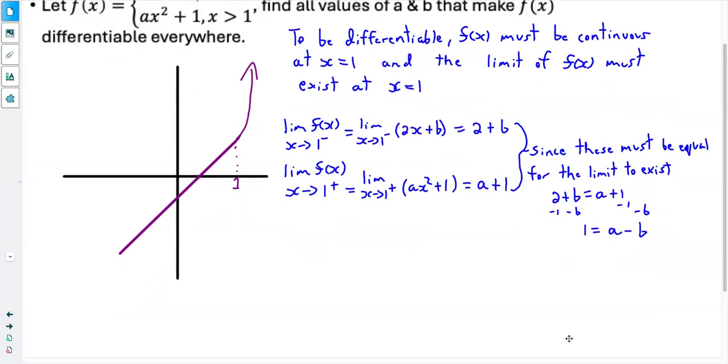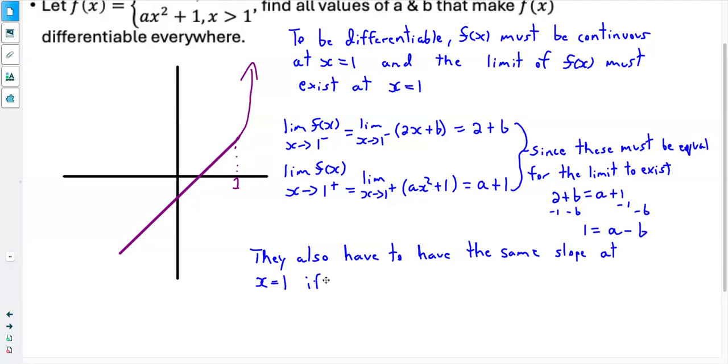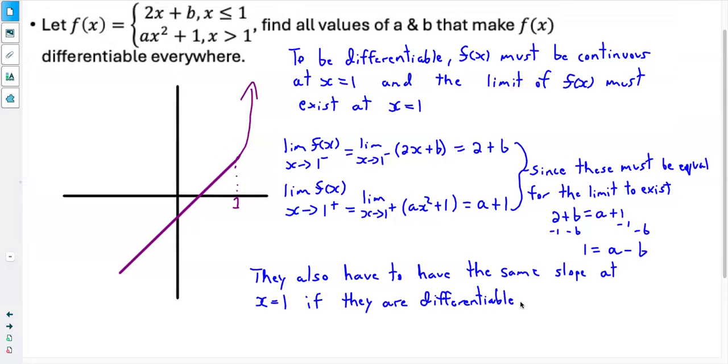So what we're going to do next is look at our slopes. They also have to have the same slope at x equals 1 if they are differentiable. So we'll just quickly come up with the derivatives of both. We had one function that was 2x plus b, and another function was ax squared plus 1.